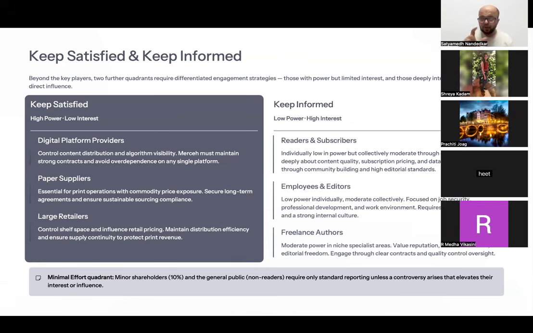Large retailers are those जिनके shop में your goods, or sorry, your magazines are being sold, and if they don't function effectively, your magazines will not reach the end customers. So right now your revenue depends largely on the functioning of these retailers also. ठीक है. Now, how do you tackle the third category, which is the keep informed category? These are people with low power but high interest.